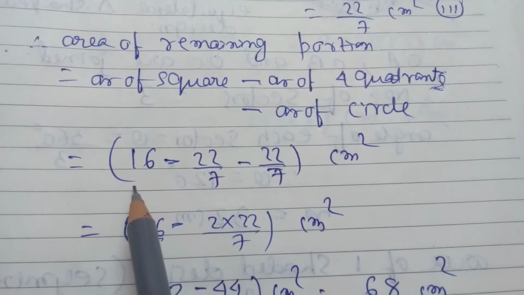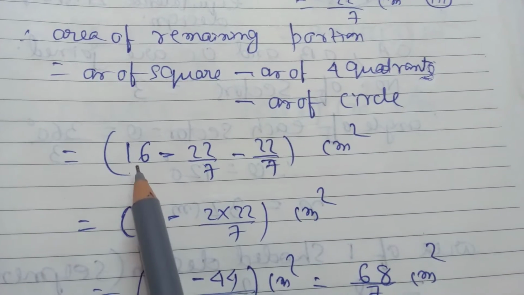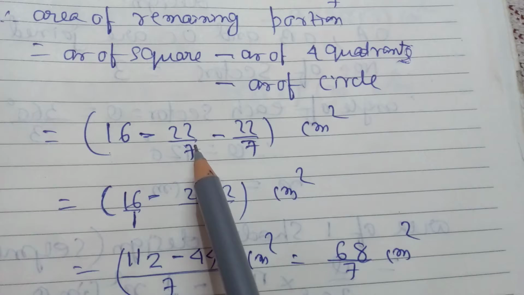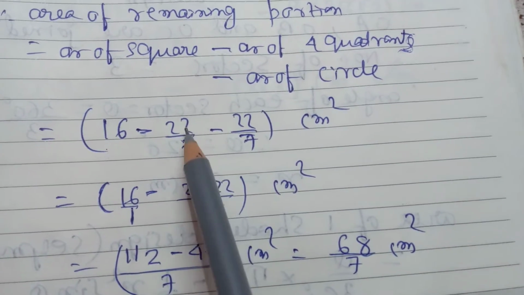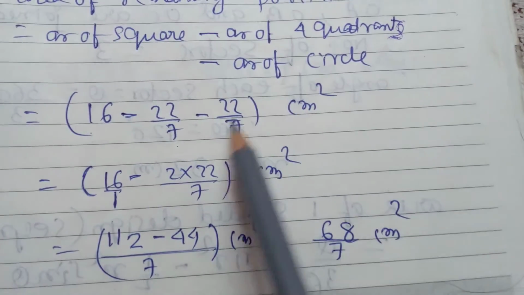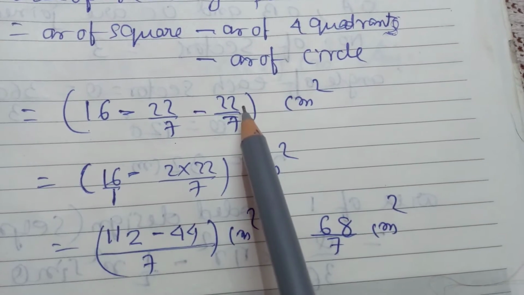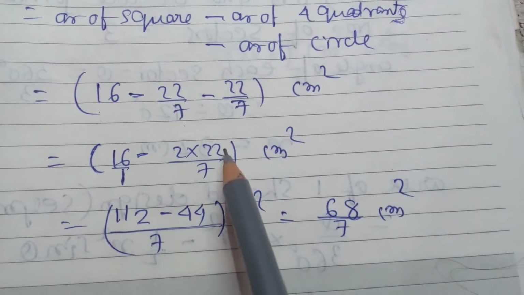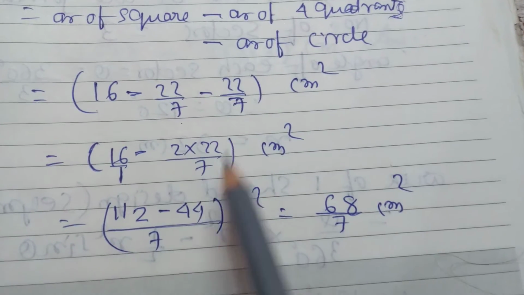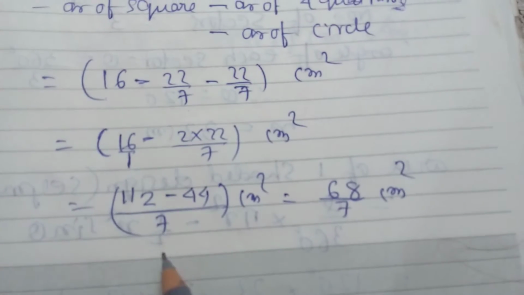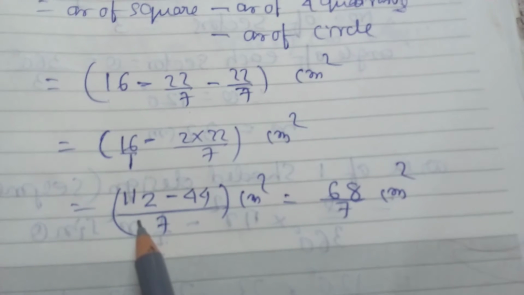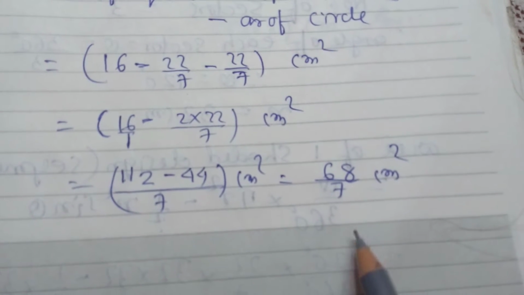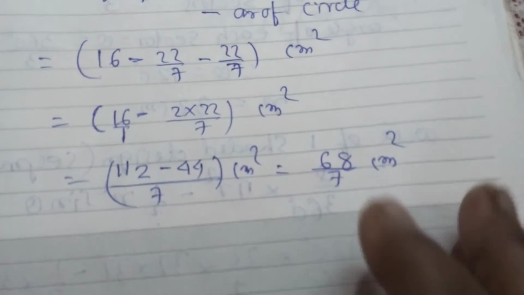The area of the square we have taken out in equation 1, that is 16, the area of 4 quadrants we got in equation 2, that is 22 by 7, and the area of the circle in equation 3, that is 22 by 7. So 16 minus 2 into 22 by 7, and here the LCM is 7, so 16 into 7 is 112, minus 44, that is 68 by 7 cm².